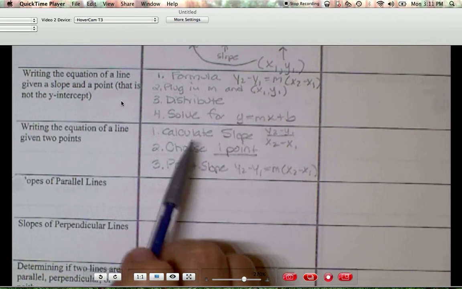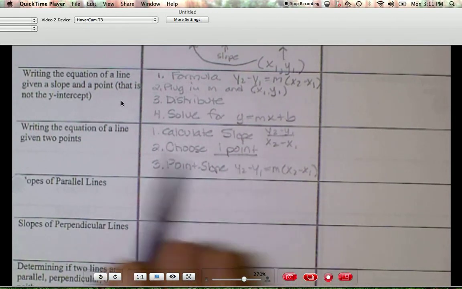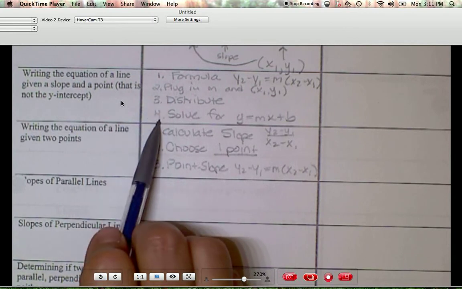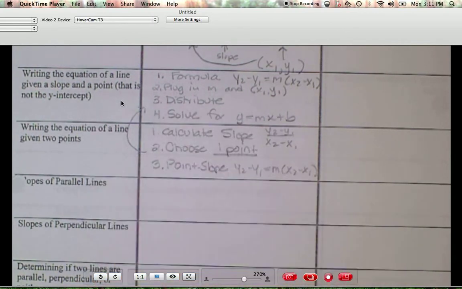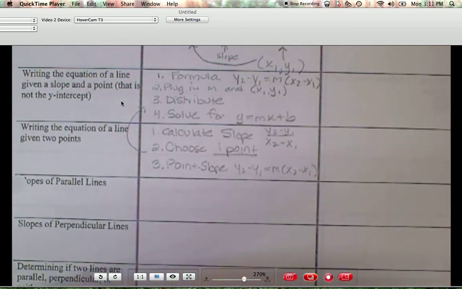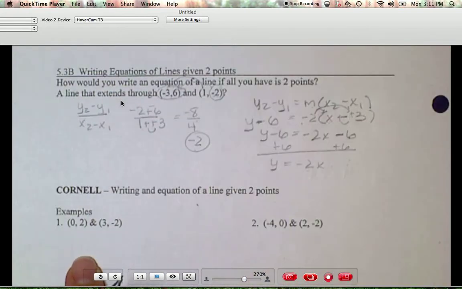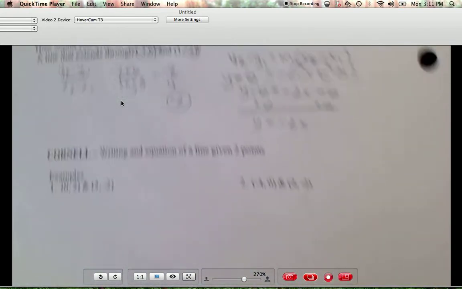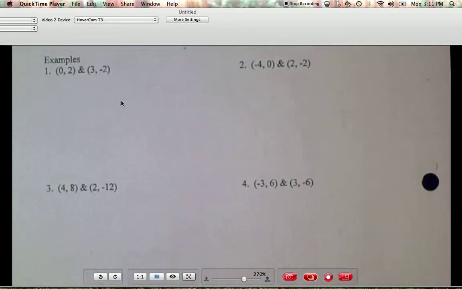Okay? So it starts out different, calculating the slope and choosing one point, and then we go up here and basically follow these steps here. So you can go like that. And these are the same steps you're going to use for the rest of the problems in these notes. So what I'd like you to do is try examples 1 through 4 on your own. They're the same steps every time. Please push pause here and try those right now.